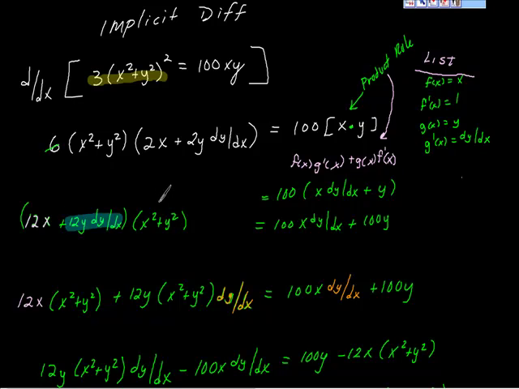So if you're wondering where this came from, I decided to just simplify a little bit. So I took the 6 here, and I multiplied it by this piece over here. So of course 6 times 2x is 12x. 6 times 2y dy dx is 12y dy dx, and this x squared y squared is here. Okay? All right. And we still have this piece here.